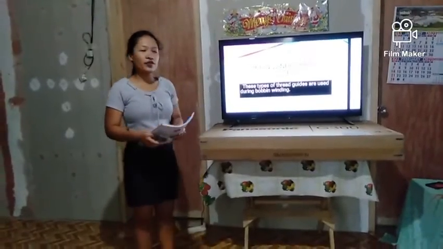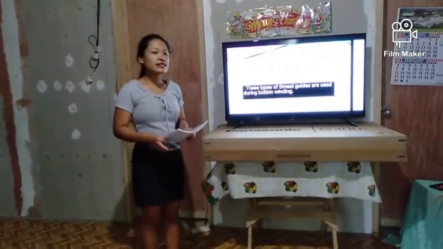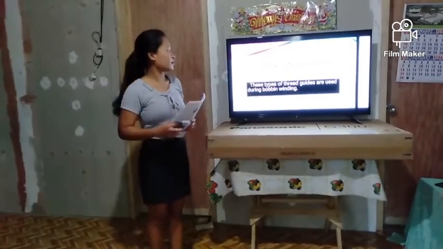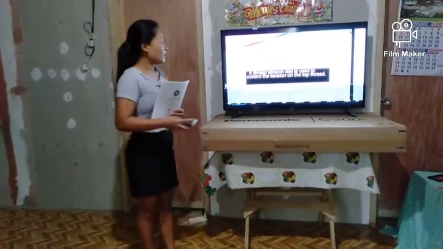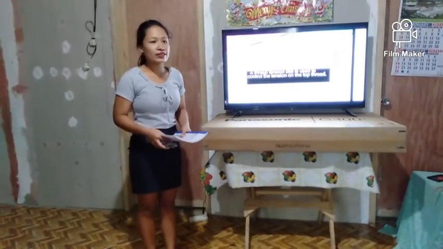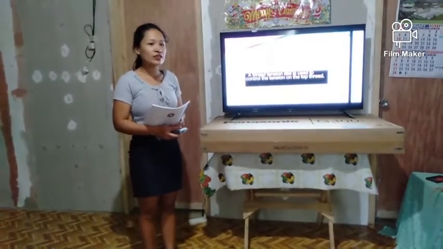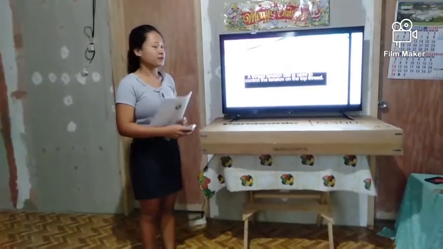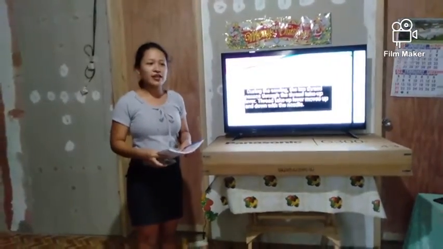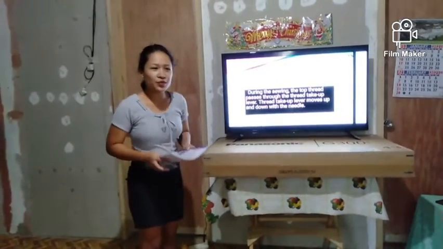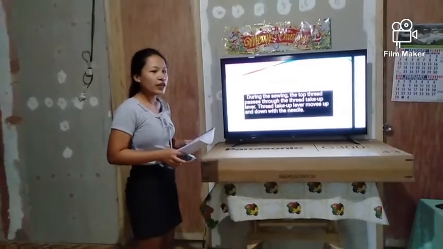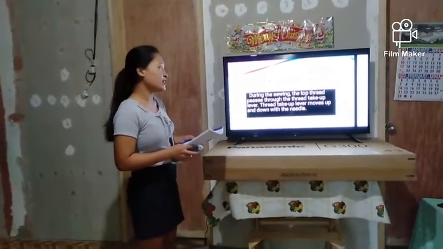The bobbin winder thread guide. So, this type of thread guide is used during the bobbin winding. The thread tension dial. The thread tension dial is used to control the tension at the top of the thread. Next is the thread take-up lever. During the sewing, the top thread passes through the thread take-up lever. It moves up and down with the needle.